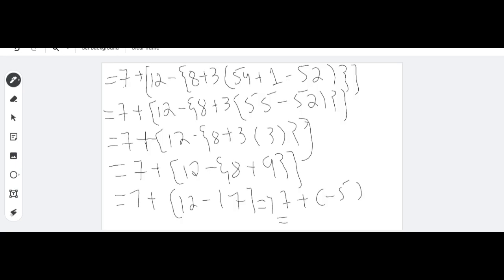Okay, minus and 5. Plus minus minus, then we have to do 7 minus 5. Then what answer did you put? Minus 5. Okay, and by solving this bracket, answer is plus minus minus, and 7 minus 5, 2.